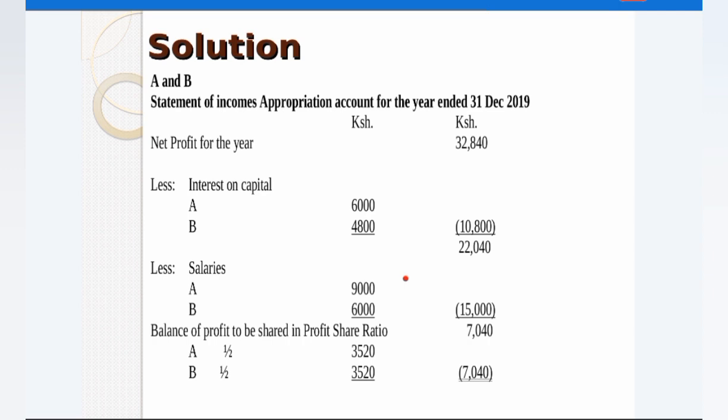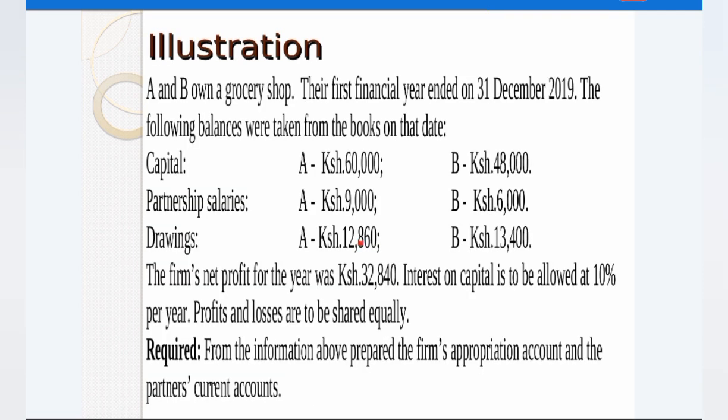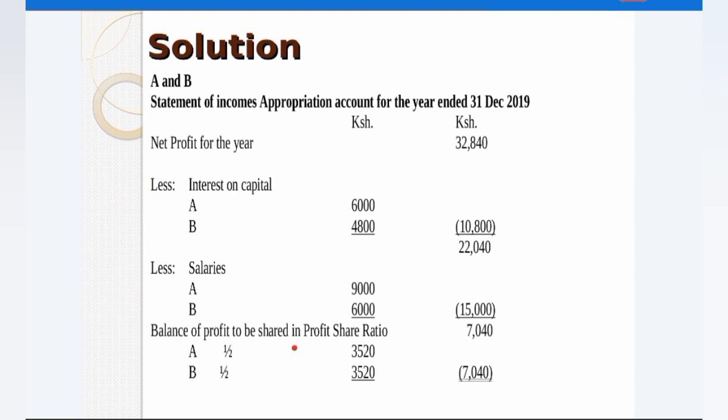Then here, the salaries for A is 9,000 and 6,000 for B, so totaling to 15,000. So we go back to our solution. Salaries A 9,000, B 6,000, totaling to 15,000.